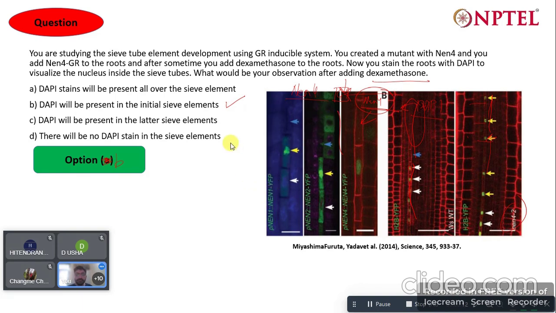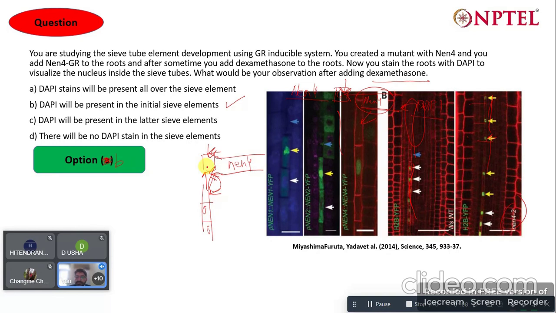So here we are using a glucocorticoid inducible system in a NEN4 mutant plant, and we are using NEN4 under the GR promoter. So when we add dexamethasone, NEN4 will be produced. Okay, and we know that in case of sieve elements, the initial sieve elements will have the nucleus, and the later sieve elements will not have the nucleus, because it is degenerated because of the presence of NEN1 to 4 proteins. So when we add dexamethasone, NEN4 will be expressed, and it will help in the degeneration of the nucleus in the later elements.